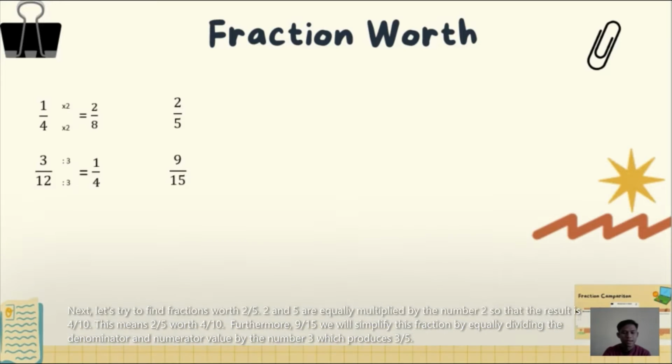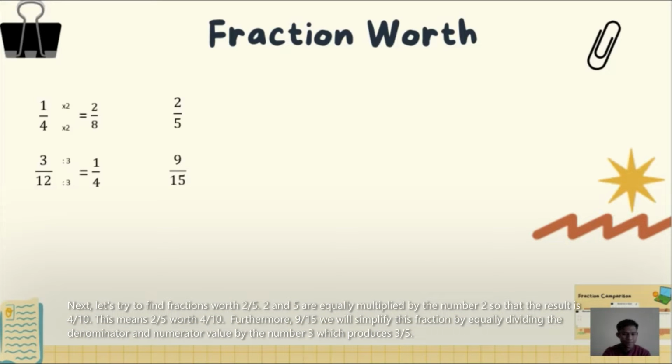Next, let's try to find the equivalent fraction of 2/5. 2 and 5 are equally multiplied by the number 2. So, the result is 4/10. This means 2/5 is worth the same as 4/10. Furthermore, 9/15. We will simplify this fraction by equally dividing the numerator and the denominator by the number 3. The result is 3/5.